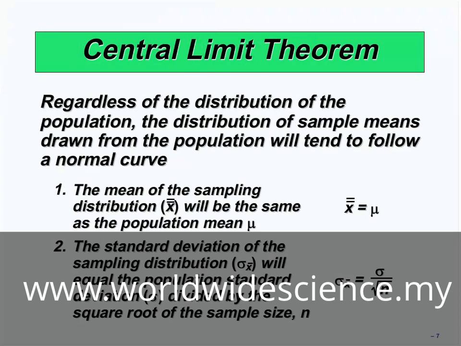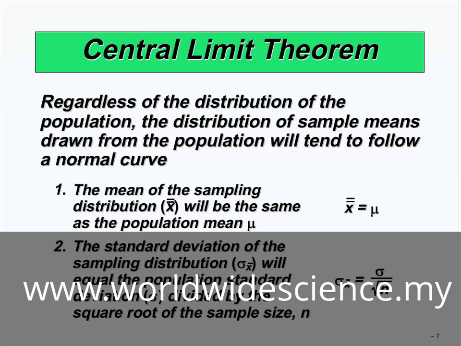The mean of the sampling distribution will be the same as the population mean, mu. Mu, as you see, each bar equals mu. Mu is the population mean. Population means the number of the products that you have selected for the test. For example, for a cake company, when you select 15 cakes, the population size is 15. When you select 25 cakes, it depends on you. The population size is 25.